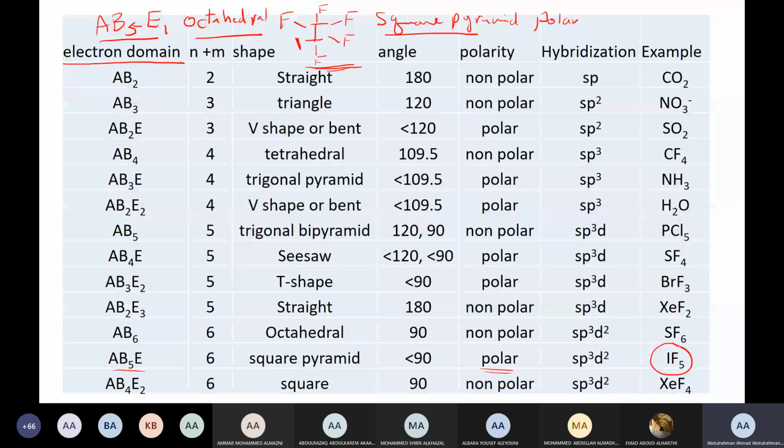Okay. Next, what's the more important angle? What's the angle of this shape, the whole shape? Less than 90. It's not less than 109.5 or less than 120. No, all of this. So, I already gave you 5 questions for the same molecule, and any of them can come, by the way.